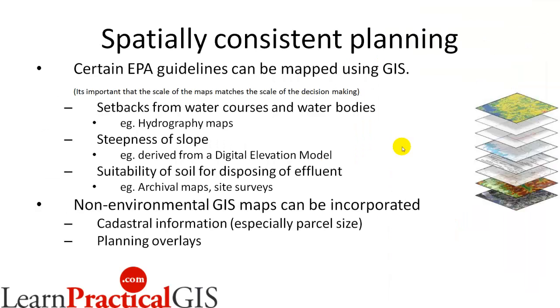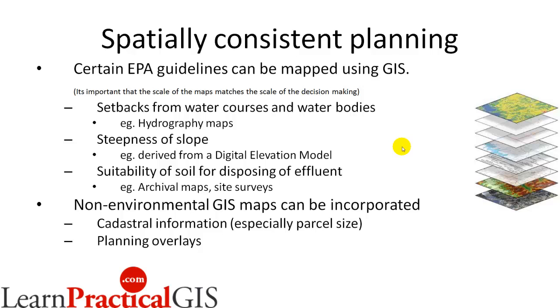So what we're talking about is spatially consistent planning. This local government was dealing with a certain number of guidelines from Victoria's Environmental Protection Authority, EPA, that they had to respond to, and a lot of these guidelines could be mapped using a geographical information system. So they prescribed, for example, that you needed to have setbacks from watercourses and water bodies.